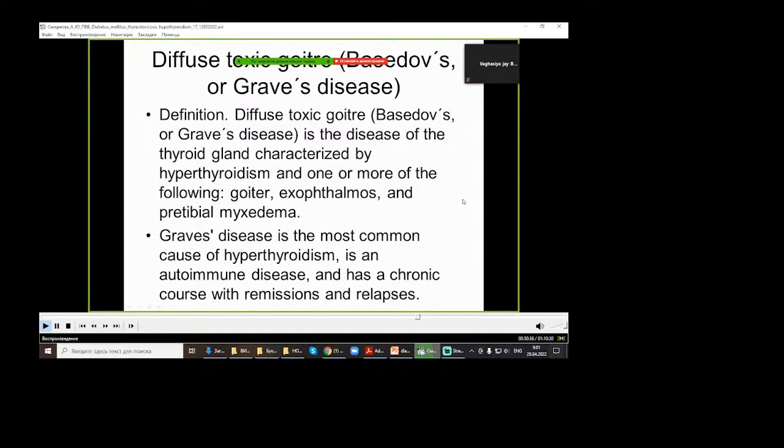Graves' disease, or Basedow's disease, or diffuse toxic goiter. These are all the synonyms. The definition: diffuse toxic goiter is the disease of the thyroid gland characterized by hyperthyroidism and one or more of the following: goiter, exophthalmos, and pretibial myxedema. Graves' disease is the most common cause of hyperthyroidism, is an autoimmune disease, and has a chronic course with remissions and relapses.